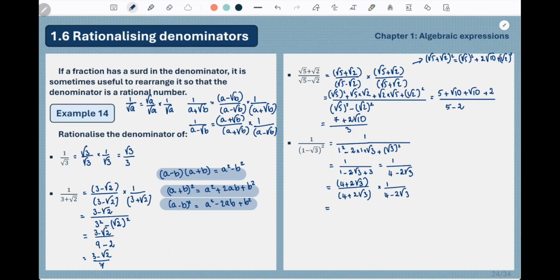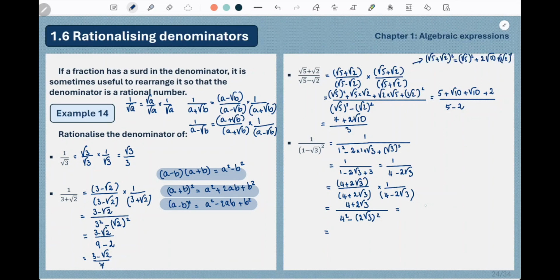And now I'll apply this formally over here, where A is 4 and B is 2 square root of 3. So it's 4 squared minus (2 square root of 3) squared. Again, this only works when we have something of this form. So when you see that, just go for it. And then you have 4 plus 2 square root of 3.